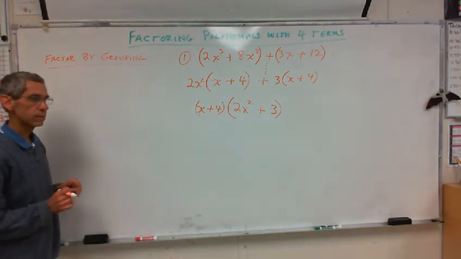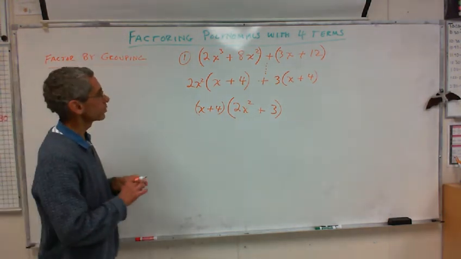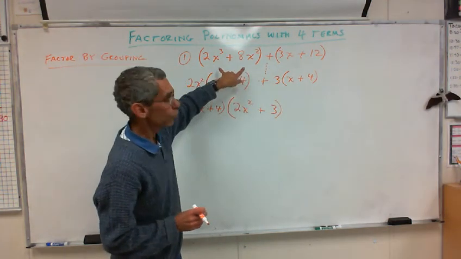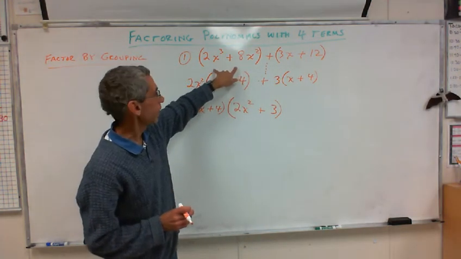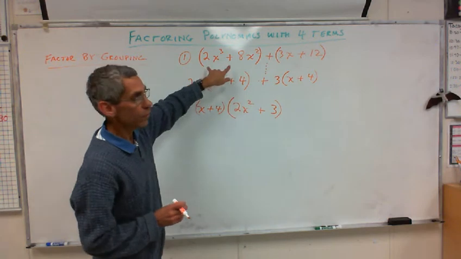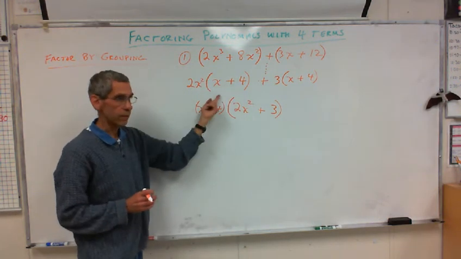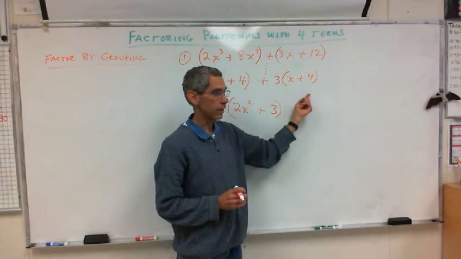Okay? Is it clear? Okay, let's look at what we did. I took my 4 terms. I grouped them in groups of 2, okay? And then I said, okay, factor out the greatest common factor. So you're clear on that, right? Now you're clear on this, right?